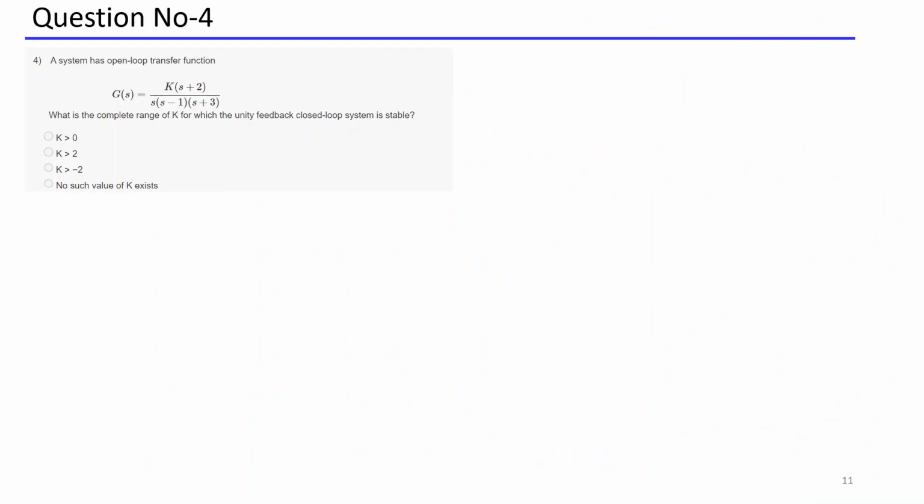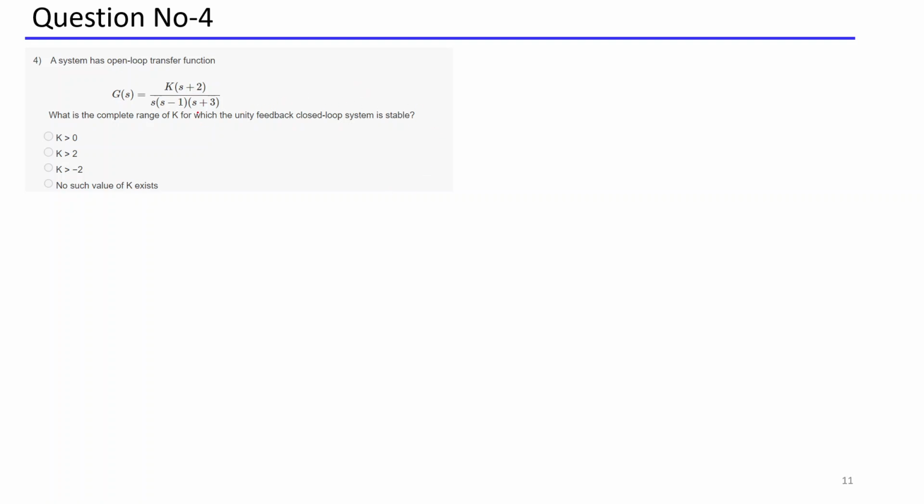Okay, now solve this question. Question number 4. A system has an open loop transfer function. For what value of k is the closed loop system stable? See, if I were in your place, after learning all these things, I could solve this question in 1 second. Okay, how to do that?